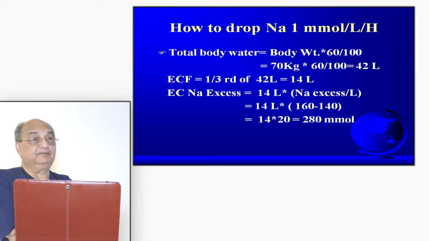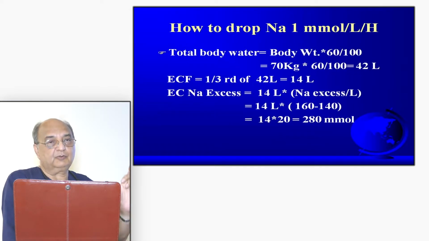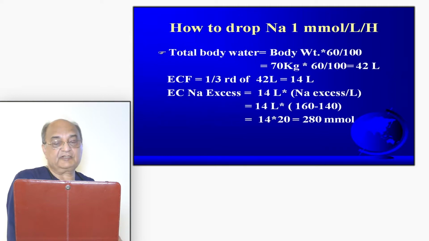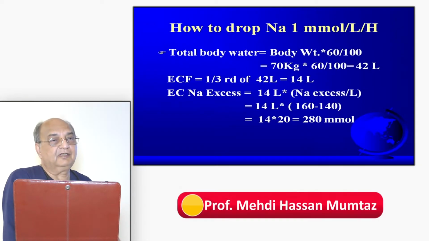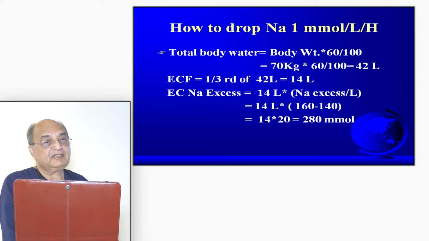Now, how to drop the sodium? 1 millimole per liter per hour. Total body water is 60% of total body weight. You calculate total body weight and multiply by 60, divide by 100. For example, if this person is 70 kilogram, 60% will be 42 liters of water. This is a tremendous amount of water. Only 28 kilogram is bones and muscles; the rest is water. Then extracellular fluid is 1/3 of the total. So of 42 liters, 1/3 will be 14 liters.